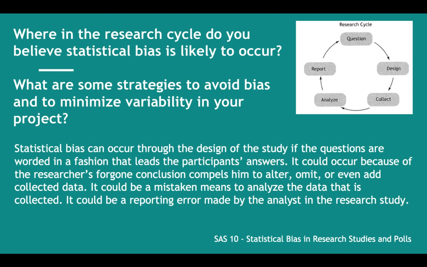Statistical bias can occur through the design of the study if the questions are worded in a fashion that leads the participants' answers. Make sure you design questions that don't lead, and you can remove that possibility. It could also occur because the researcher's foregone conclusion compels them to alter, omit, or even add collected data. If we do a double-blind study, that removes that problem.